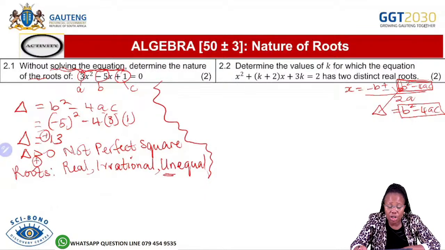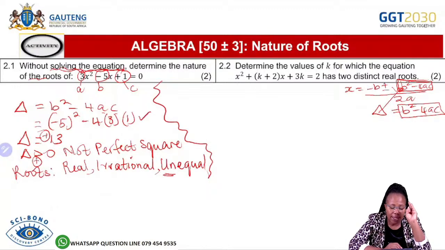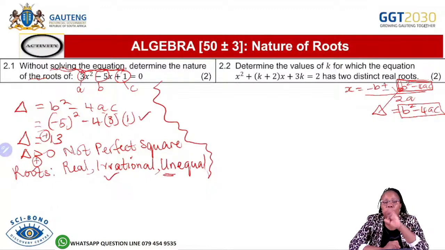Now, mark allocation for this one. 1 mark will be for substitution into the discriminant formula, and then secondly, for the correct nature of the roots. You want to see real, irrational, and unequal, all three of them, in order to get the second mark.